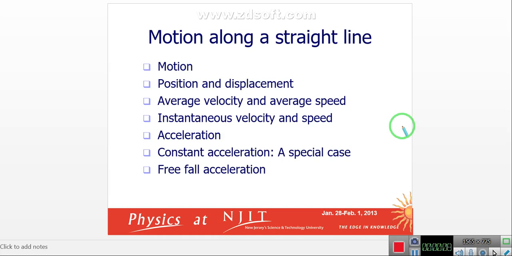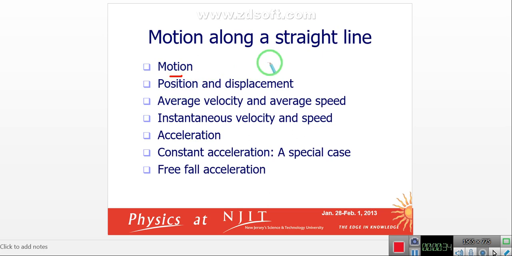So today we are going to study motion, speed, acceleration and velocity. The first thing is motion along a straight line. So what is motion? The first thing, which is more important. So let's see a simple definition.